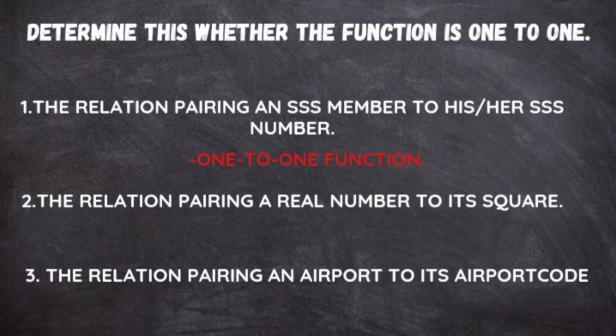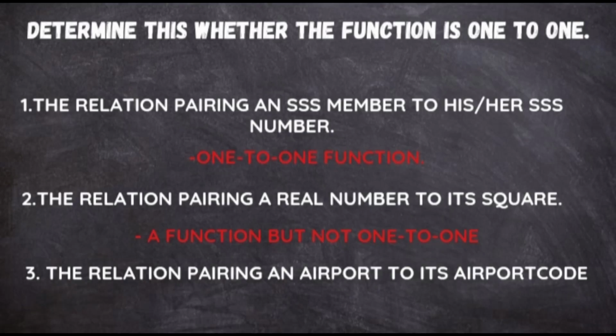Okay, number 2. The relation pairing a real number to its square. Well, the answer is it is a function but not one-to-one, because different real numbers can have the same square. For example, both positive 2 and negative 2 squared give 4. The square is 4, and the real number can be negative 2 or positive 2. So the answer is not one-to-one. But remember, it is a function but not one-to-one.